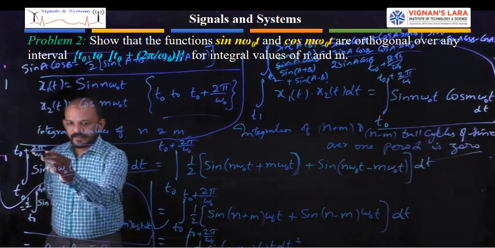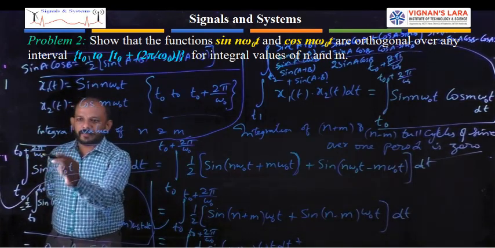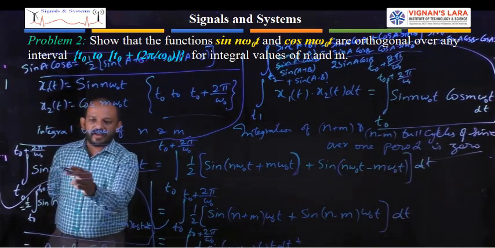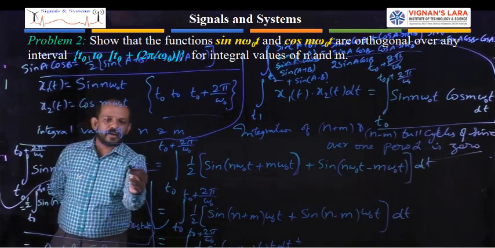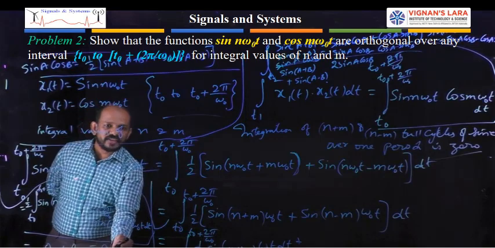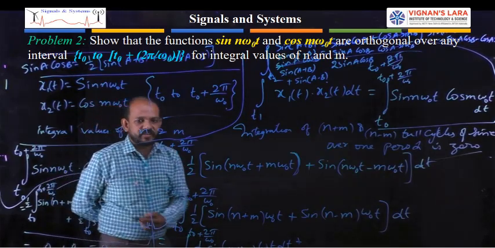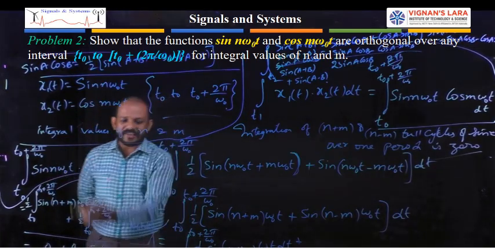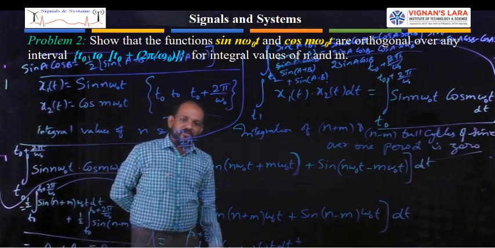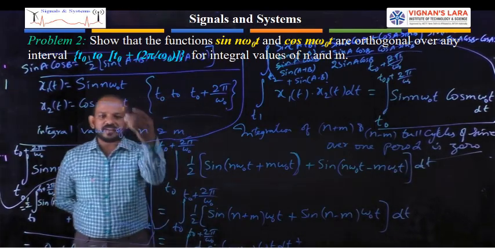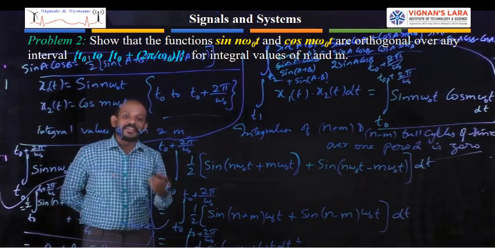That is, integration from t naught to t naught plus 2 pi by omega naught, that is one period, of sin n omega naught t into cos m omega naught t dt will be equal to 0. That is, the integration of the product of the two signals over the given interval is 0. So we can say the two signals are orthogonal to each other.